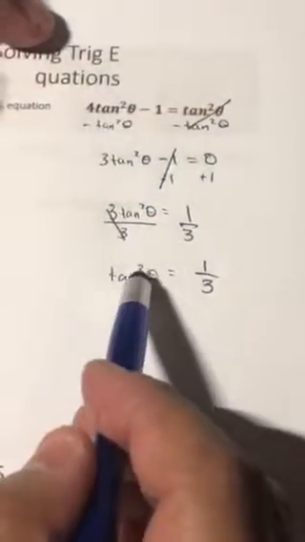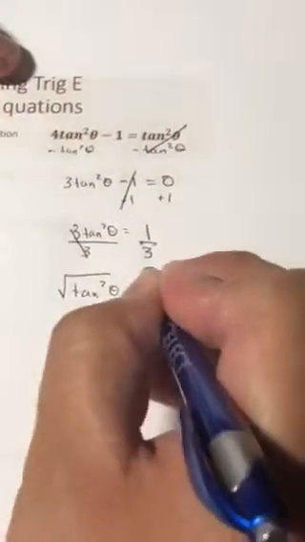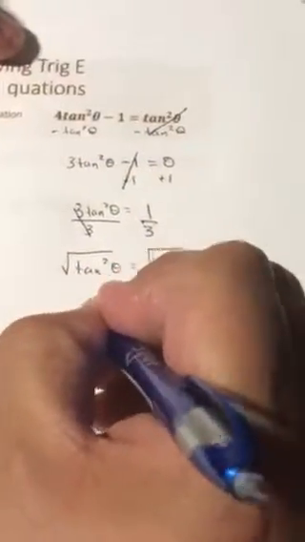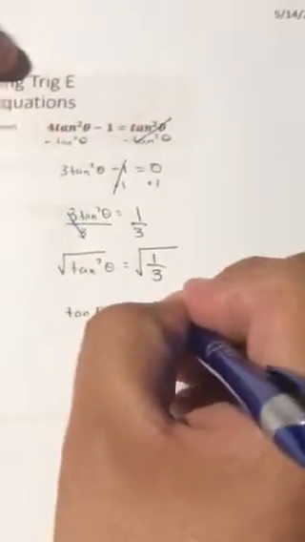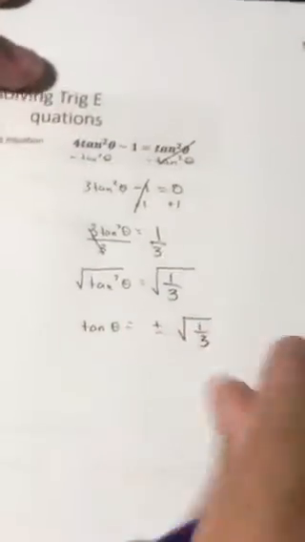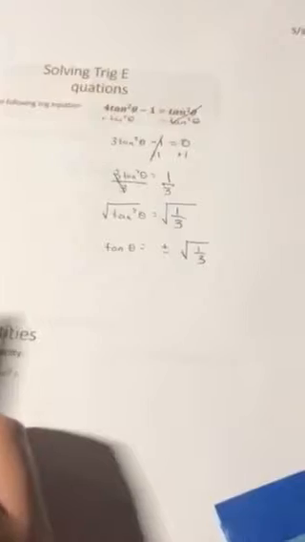Okay, so here the square root, so tangent theta should equal plus or minus square root of 1 over 3. You should be able to just take it up to here and you'll be fine.